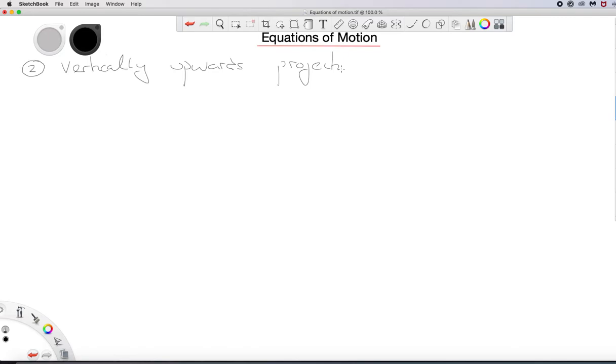Not the best syntax in the world. Projection vertically upwards. I was going to write that again. That's what I would write. So let's consider another stone. Maybe it's the same stone.